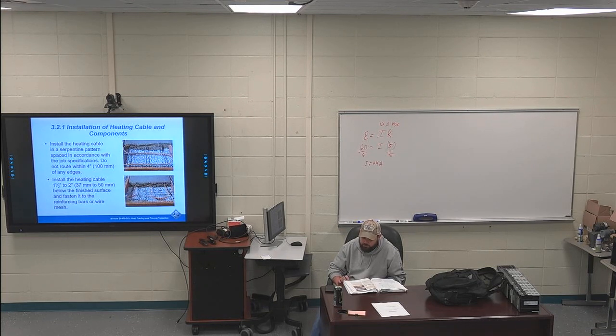So it needs to be closer to the top, but 1 to 2 inches below the surface. You can see as they're pouring the concrete on this, this will be 1.5 to 2 inches below the surface of this concrete. NEC requirements for this stuff.